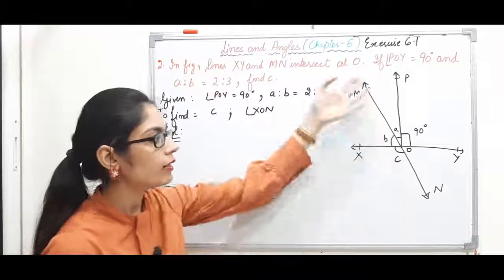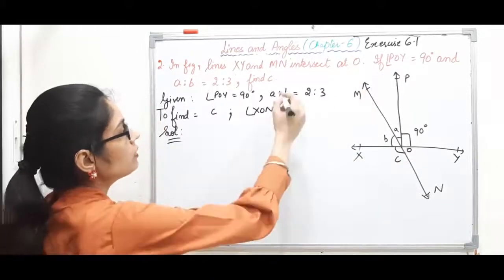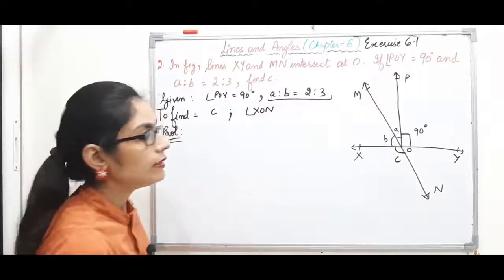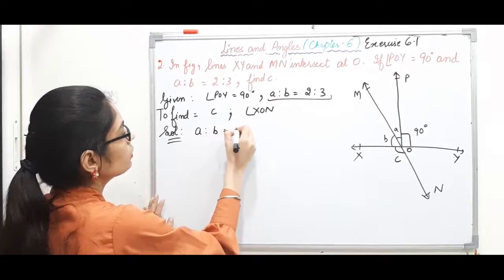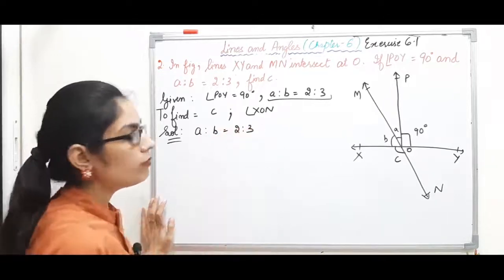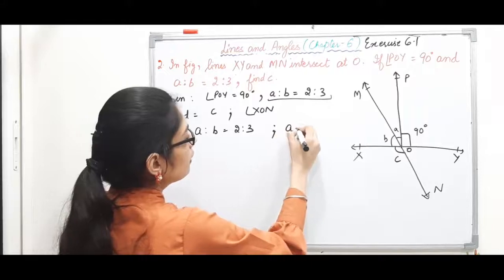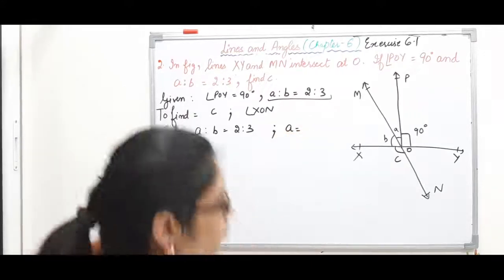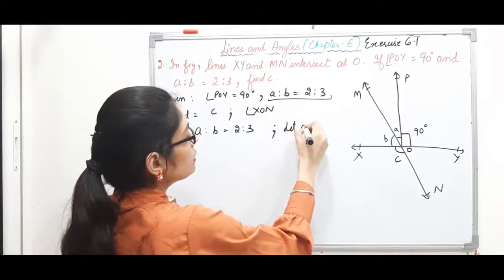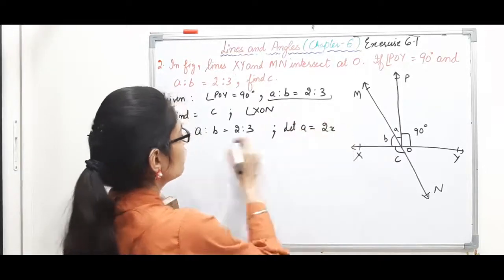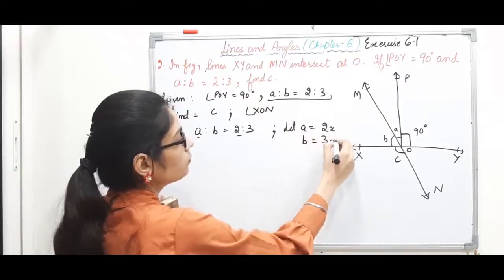Then solution. A line is given to us, it's a hint that we have to use the linear pair axiom, because line and ray, everything is given to us. But before that we have to do one thing. Since the ratio of the two angles is given to us, A is to B is equal to 2 is to 3, whenever a ratio is given to us, assume angles. Let A is equal to 2x, because the ratio of A is 2, and B is equal to 3x.